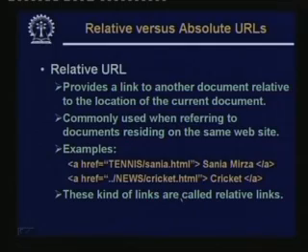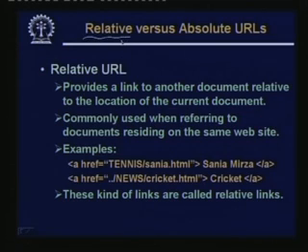Now, let us look at how we can specify these links. Well, we have said that href is the attribute which you can use, this is an attribute of the anchor tag. Now, in href we can specify the name of the resource, but there are two different ways we can specify this, either using relative URLs or using absolute URLs. Relative URL, as the name implies, provides a link to another document relative to the location of the current document. What does this mean?